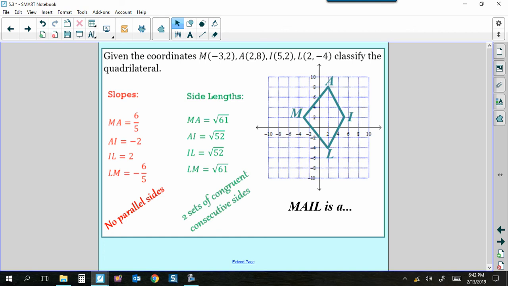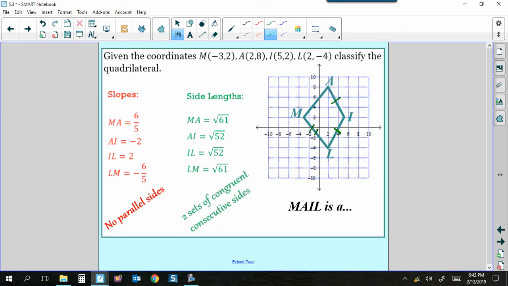If you calculate side lengths, which you guys have plenty of room to do with the distance formula, these are the four side lengths you should get. What do you notice about them? Two of them have a side length that's square root of 52, and two of them have a side length that's square root of 61. Wait a minute, this has got to be a rectangle. Totally. So none of our slopes are perpendicular, though, so no right angles.